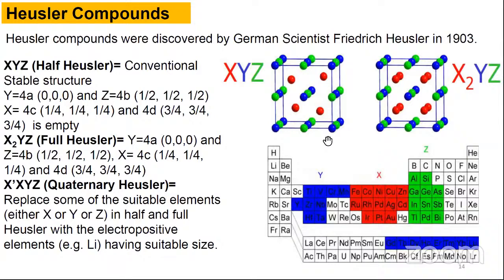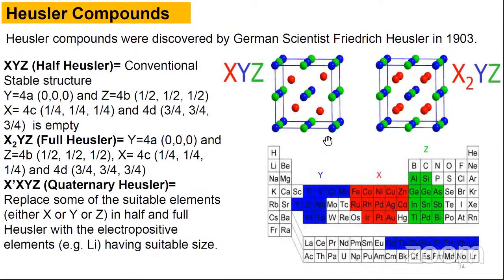So now I will discuss some thermoelectric materials. First, I am going to discuss the Heusler compounds. There are three types of Heusler compounds available. The first one is the half Heusler, which is denoted as XYZ. These are the Wyckoff positions of the half Heusler compound.